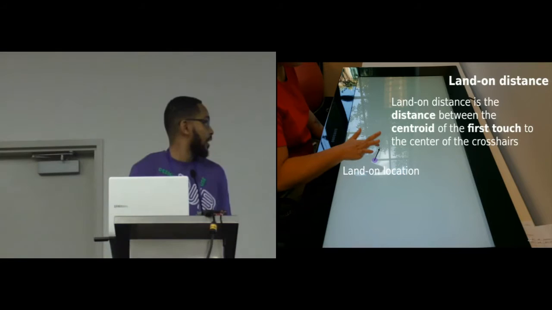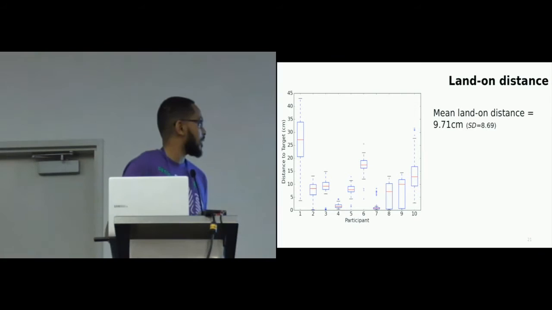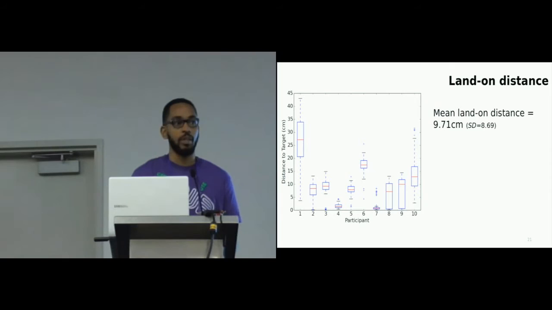So the next measure of interest was land-on distance. The land-on distance is the distance between the centroid of the first touch to the center of the crosshairs for each trial. And for that, we were also interested to see what was the average land-on distance that our participants were able to achieve on the touchscreen. And we can see here that there's quite a big spread. Note that the distance to target here is measured in centimeters, not millimeters.